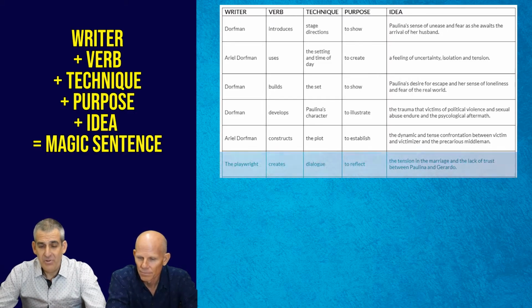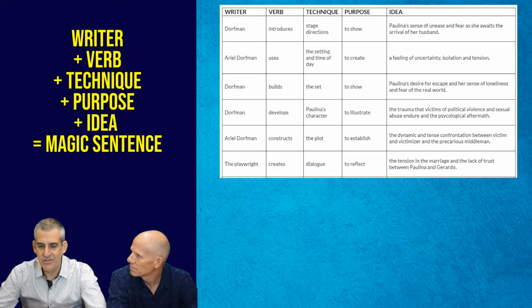Do dialogue. The playwright creates dialogue to reflect the tension in the marriage and the lack of trust between Paulina and Gerardo. I really like the variety of words here. We've got words such as uses, introduces, builds, develops, constructs, creates. I see how this works, Giles.